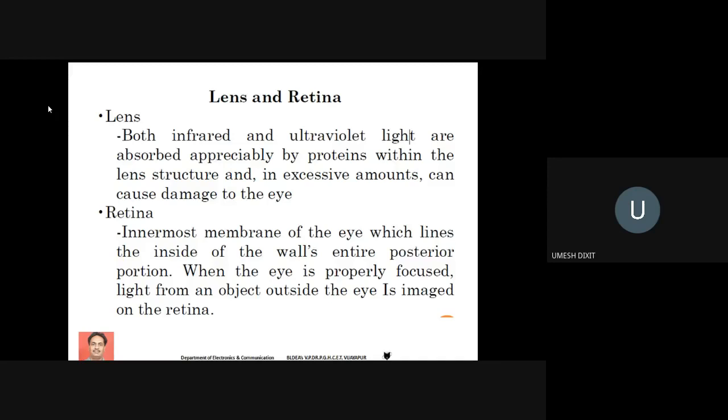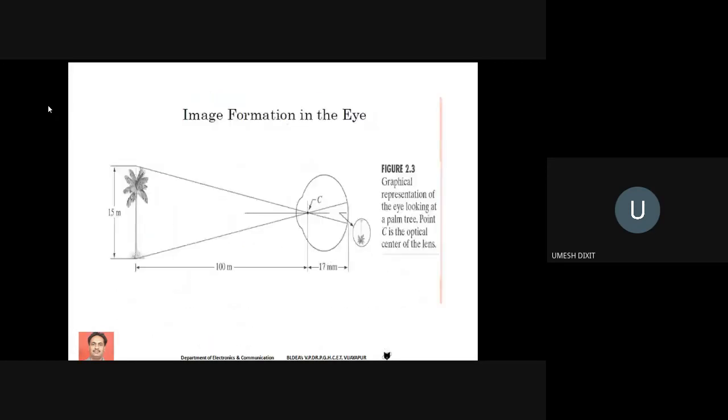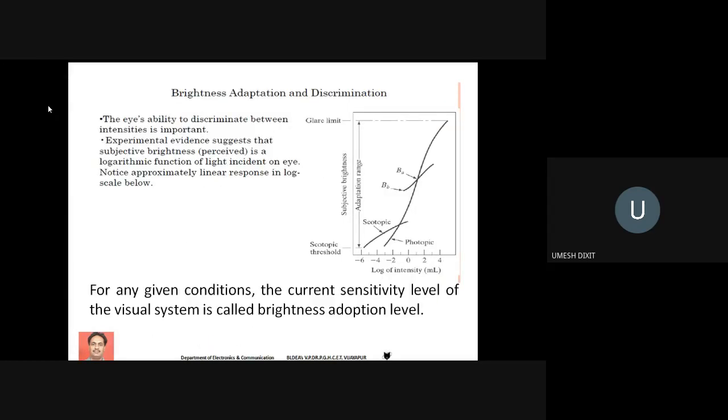Controlled by ciliary body muscles. Okay, so this is about elements of visual perception. In today's class, we are going to discuss three important terminologies.